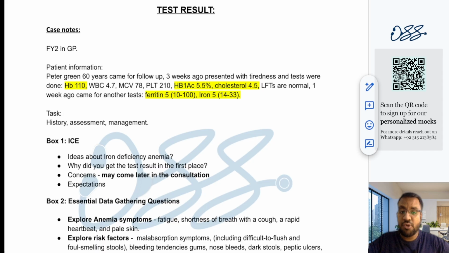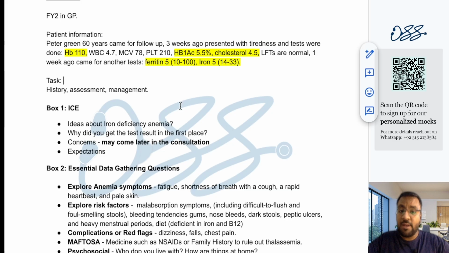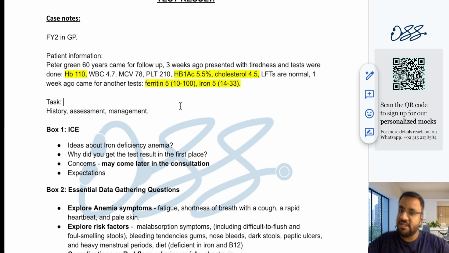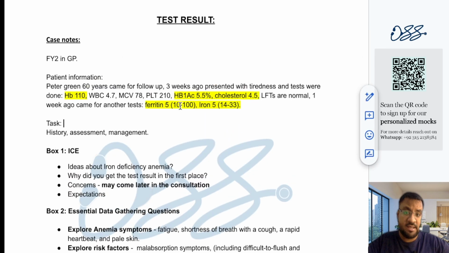As I tell you, in the counseling stations, the diagnosis is there. It may not be written directly, but the test results would be indicating towards a particular diagnosis. So you have the diagnosis in your head. It's very clear, and you would just have to explain the test results to the patient. Now let's go through each box, box 1, 2, 3, and what to do in a test result station.